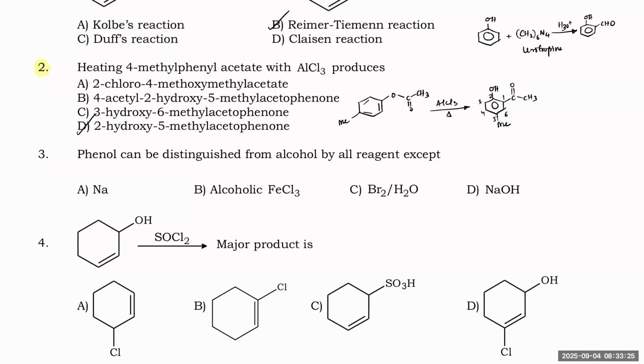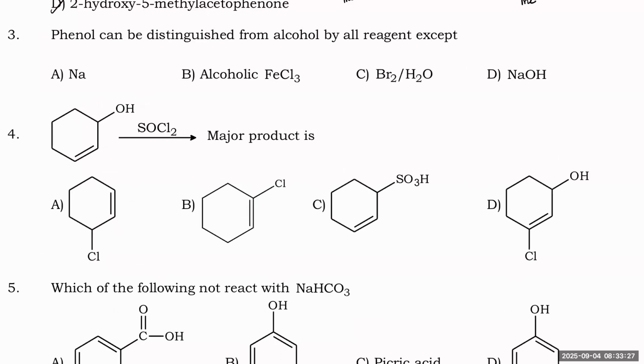Yes, sir. Next. Phenol can be distinguished from alcohols by using which reagent? We can't use sodium because both will give H2. Alcoholic FeCl3, yes, this is exclusively given by enols. So phenol is one kind of an enol. Bromine water, both will be reacting. NaOH, both will be reacting. Because with NaOH there is no color change or anything which we can see, right? So we can't do anything.